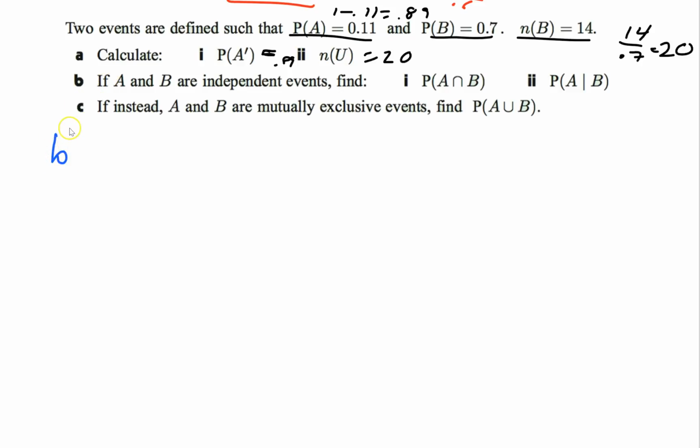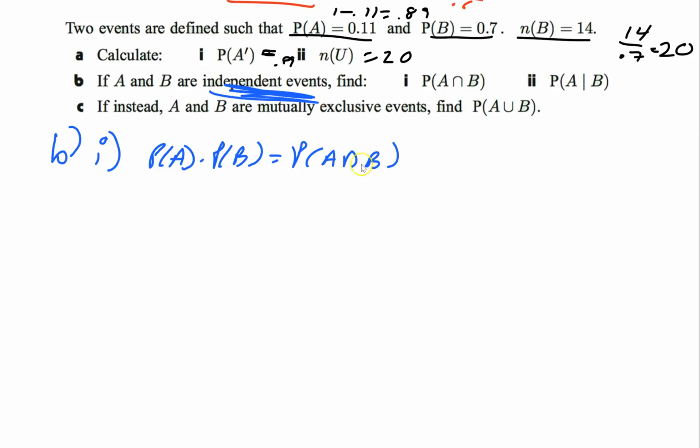Now look at the next one. B1. If they're independent events, right? That means probability of A times probability of B, so in your formula sheet, equals probability of A intersection B. Remember, you can only use this when they tell you, and they told me. So do you want me to find the intersection? Well, I have probability of B, luckily. And I have the probability of A, 0.11. You just multiply them together, and you get 0.77.